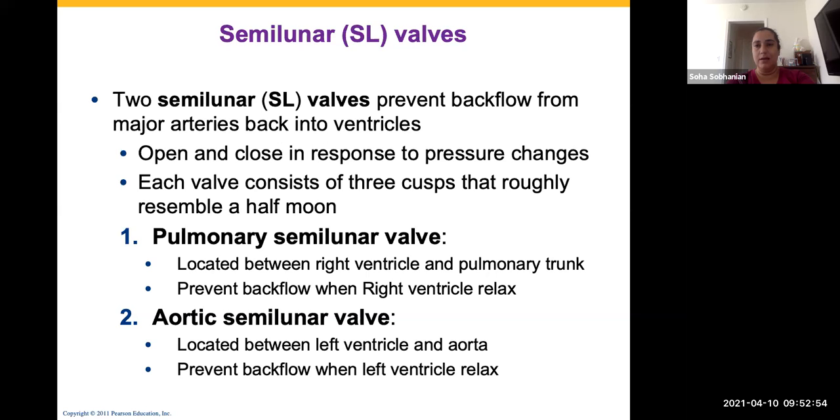Another piece of information, again, to put it in perspective. AV valves prevent backflow to the atria. It doesn't matter which one I'm talking about, either the right atrium or the left atrium. And SL valves prevent backflow to the ventricles.